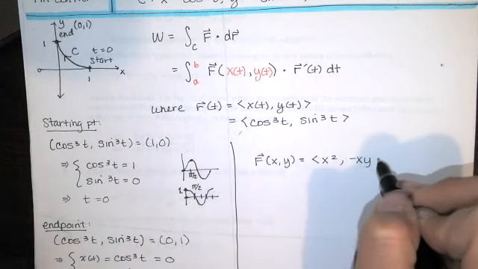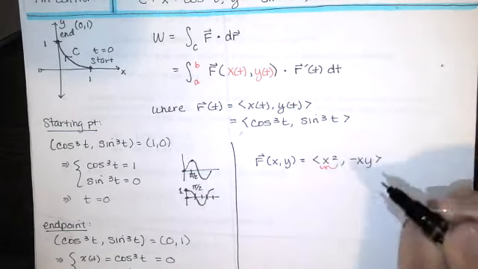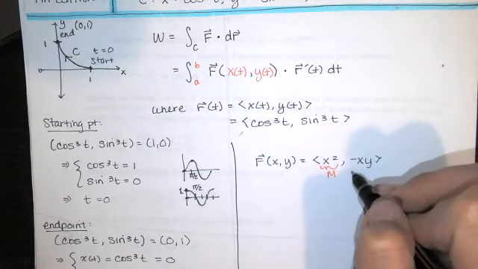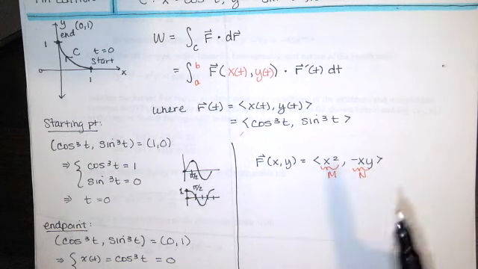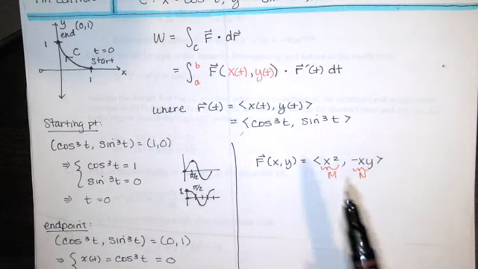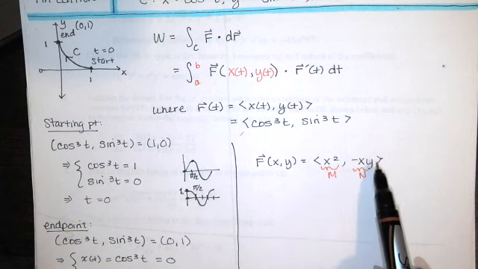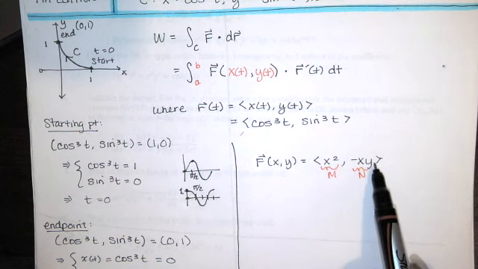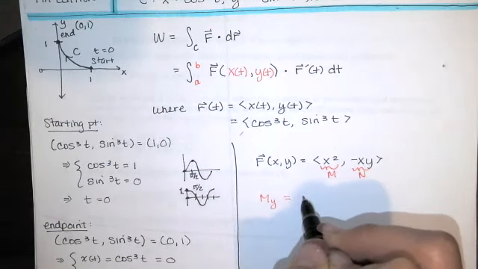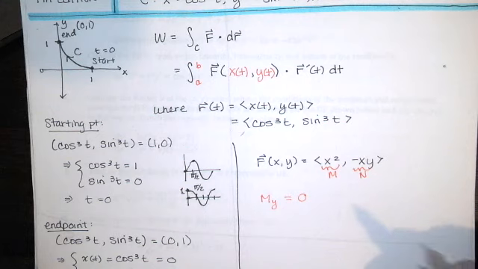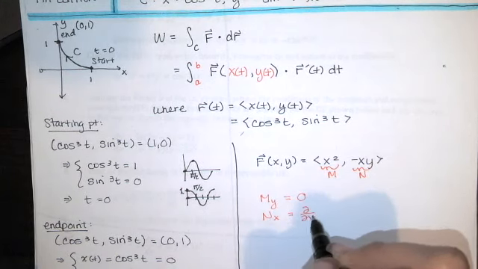So here's my field. It's in the plane, and in our class, we've been labeling the first function m of x and y and the second function n of x and y. Now remember, the test for conservative fields is that the partial of the x component with respect to y has to equal the partial derivative of the y component with respect to x. So let's do this. The partial derivative of m with respect to y is 0. Okay. The partial derivative of n with respect to x.